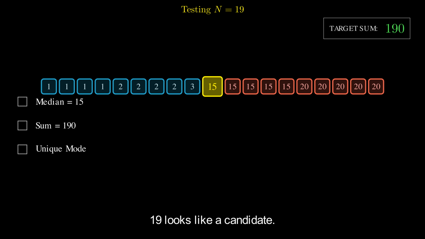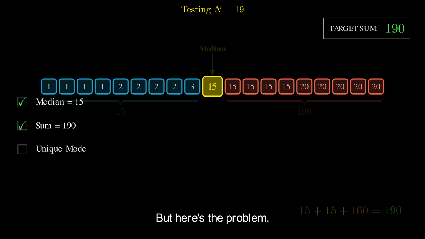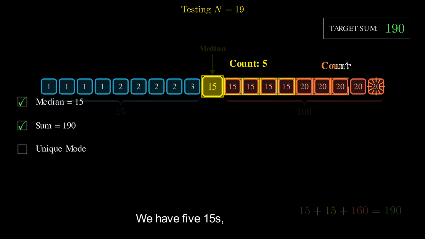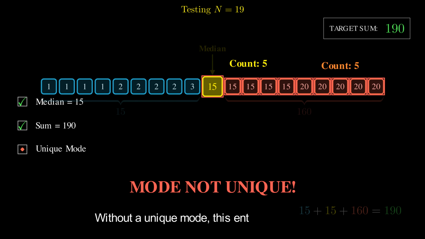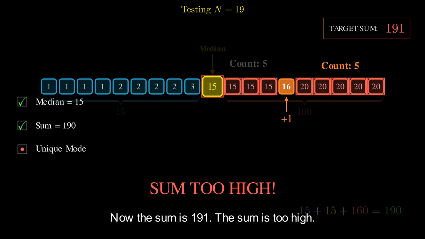19 looks like a candidate. We finally hit that 190 target sum. Median's 15, sum's 190. On paper, this is exactly what we wanted. But here's the problem. We're about to violate the unique mode rule. Look at the counts. We have 5 15s and 5 20s. It's equal. Without a unique mode, this entire set is invalid. Try to nudge a value to fix it. Now the sum is 191. The sum is too high.